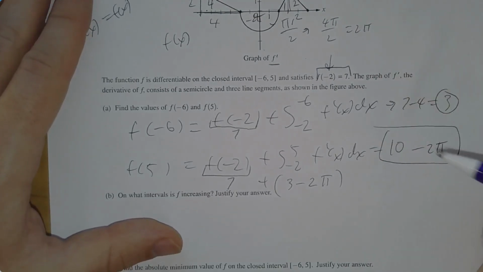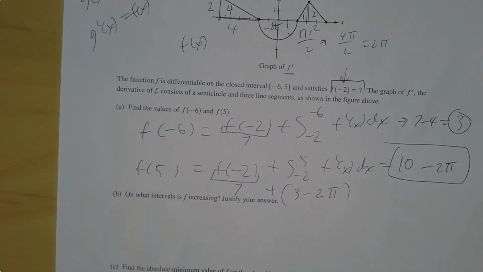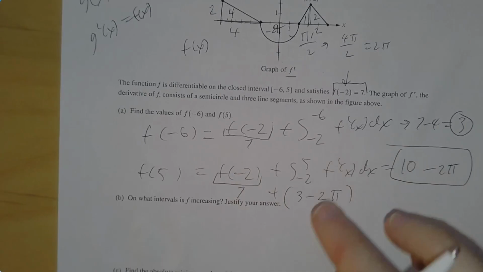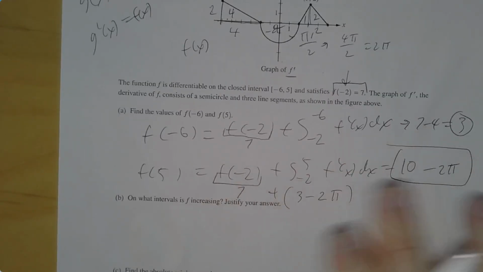Okay. So with these, given the rate, you've got to find values. You do the initial value plus the integral of the rate. You get the area to get that integral, and you've got it.